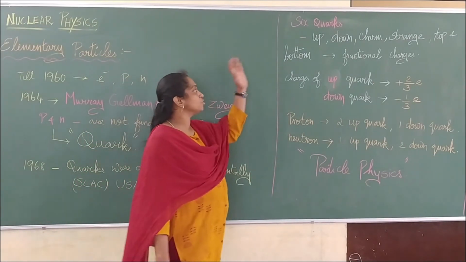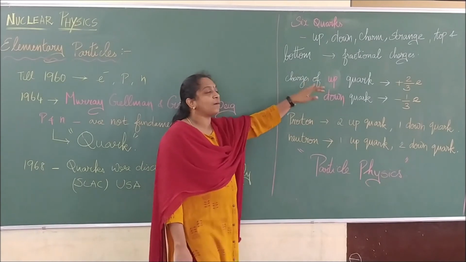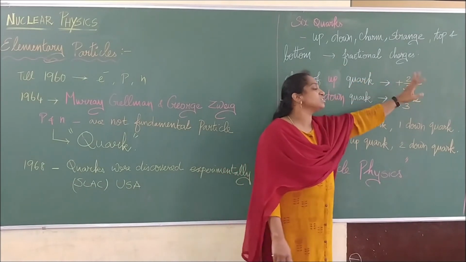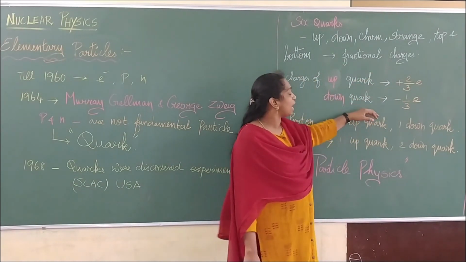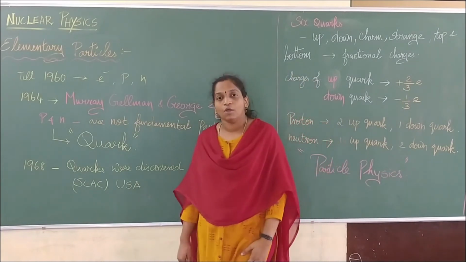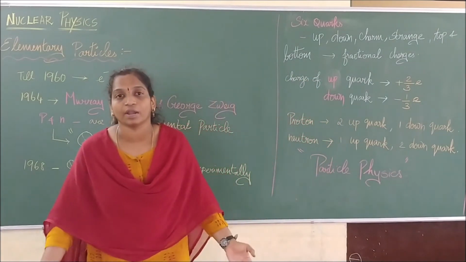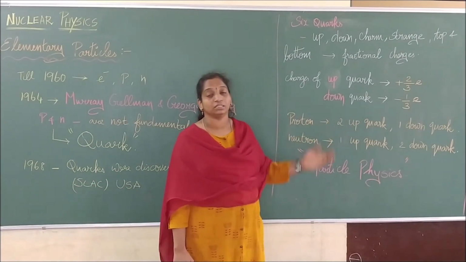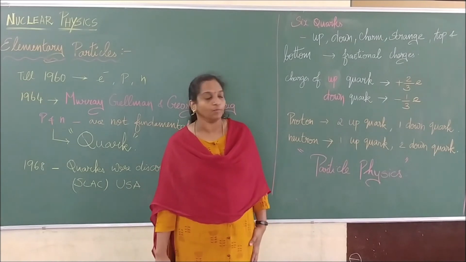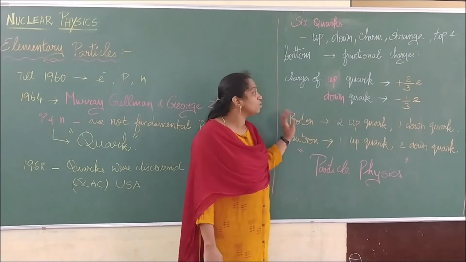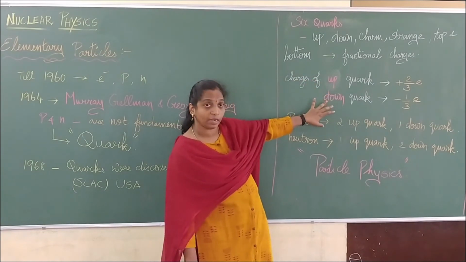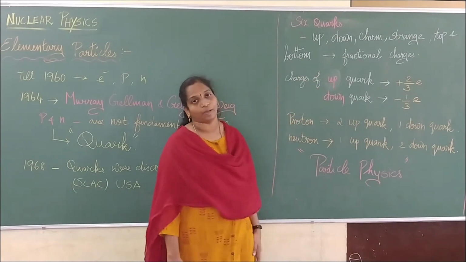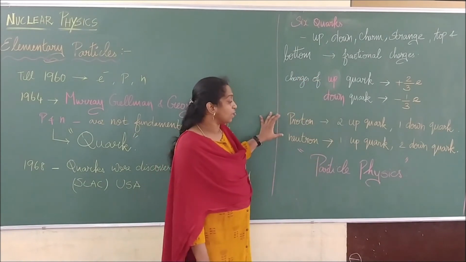Right? Suppose you want an example: the charge of an up quark is plus 2 by 3, and the down quark has a value of minus 1 by 3. We are not able to say whether it is simply positive or negative. Sometimes they have positive values, sometimes negative values, but it is in the form of what? A fractional value. Right? And they also said that the proton is made of 2 up quarks and 1 down quark, and the neutron is made of 1 up quark and 2 down quarks. So they have found that, with fractional values.